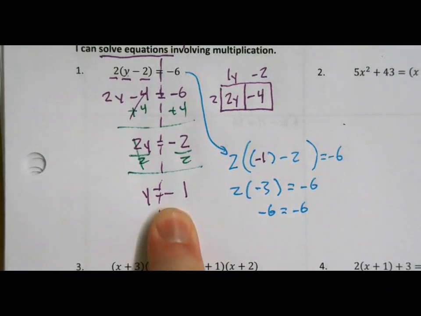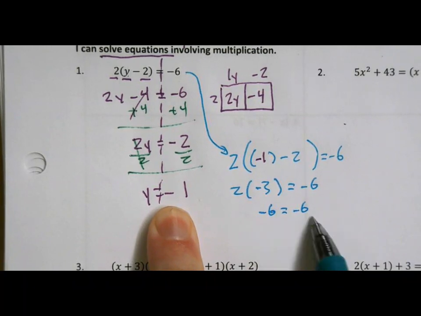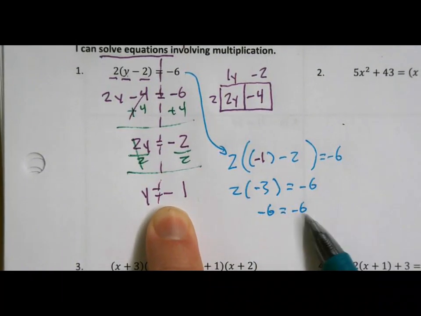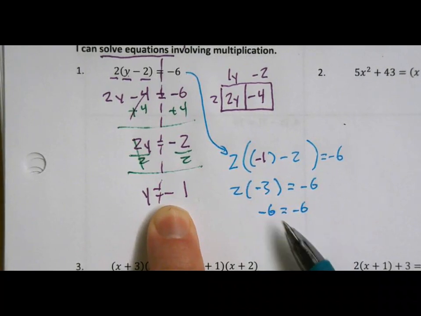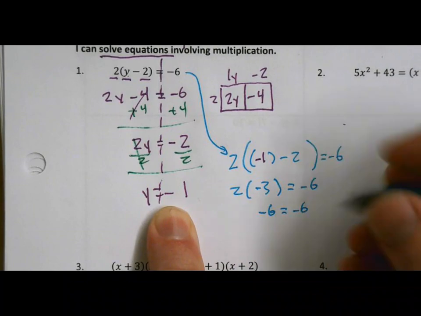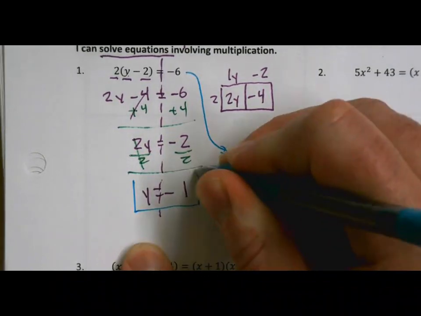How do I know that negative 1 is the correct answer? Because we got the same number on both sides here. Now, if I made a mistake and I came up with an answer that was wrong, I would not get the same number. I might get something like 4 equals negative 6 or 0 equals negative 6. Okay? But if you get the same number on both sides, that means that your answer is correct.